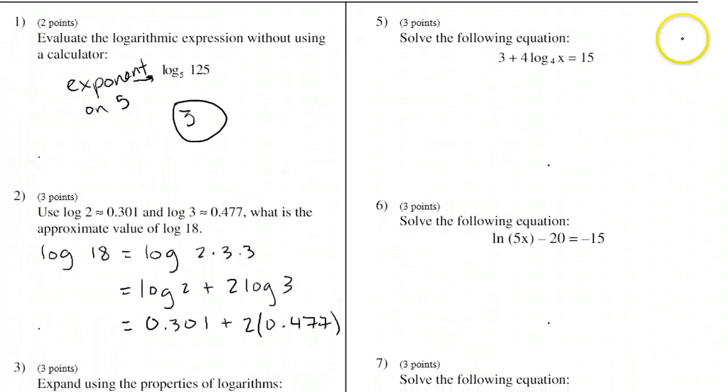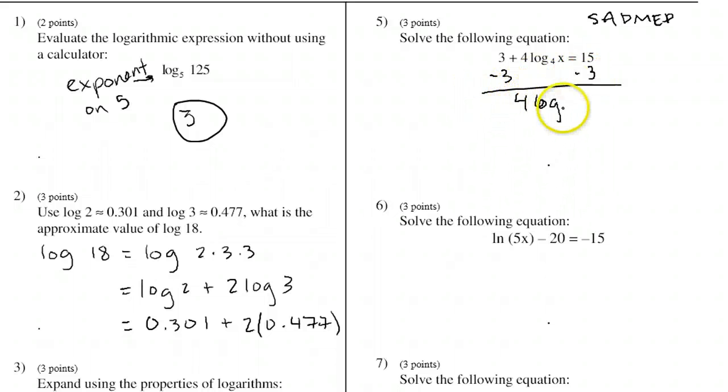For number 5, we're going to solve this equation. So I always, again, like to think SADMAP. Get rid of addition, subtraction first. So minus 3. So I get 4 log base 4 of x is equal to 12. Then I get rid of multiplication division, so that's going to be divide by 4. And I'm going to cancel out those 4s. I'm going to get log base 4 of x is equal to 3.